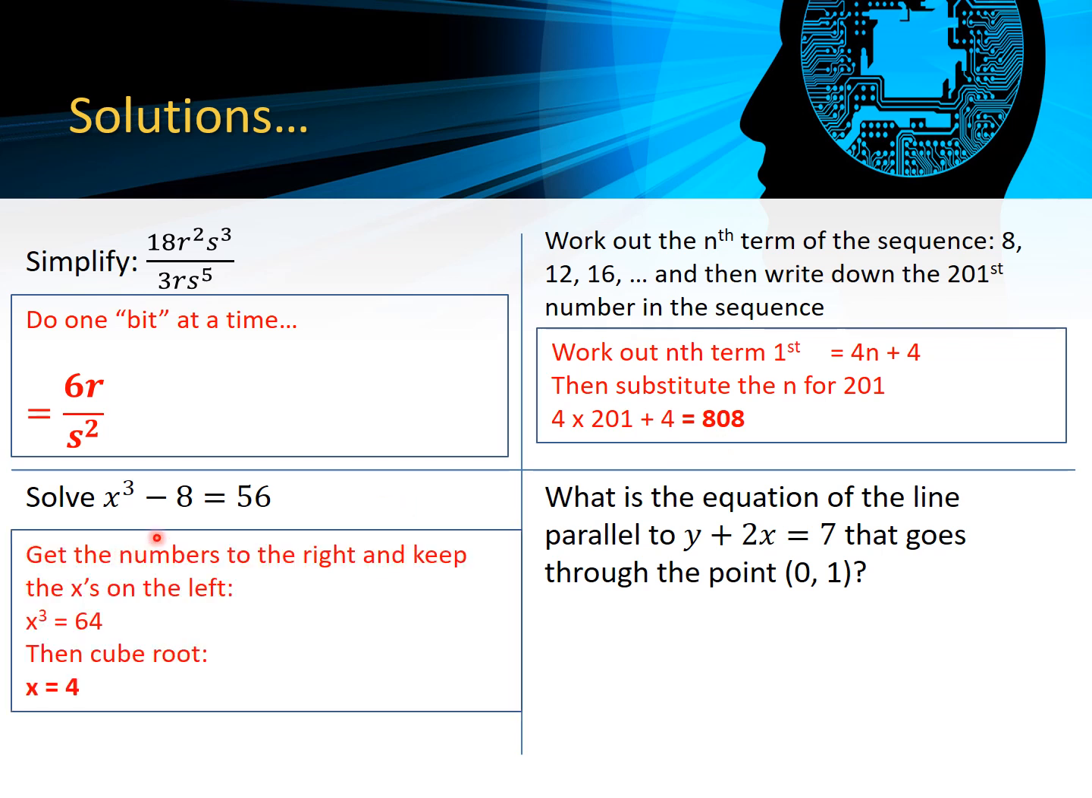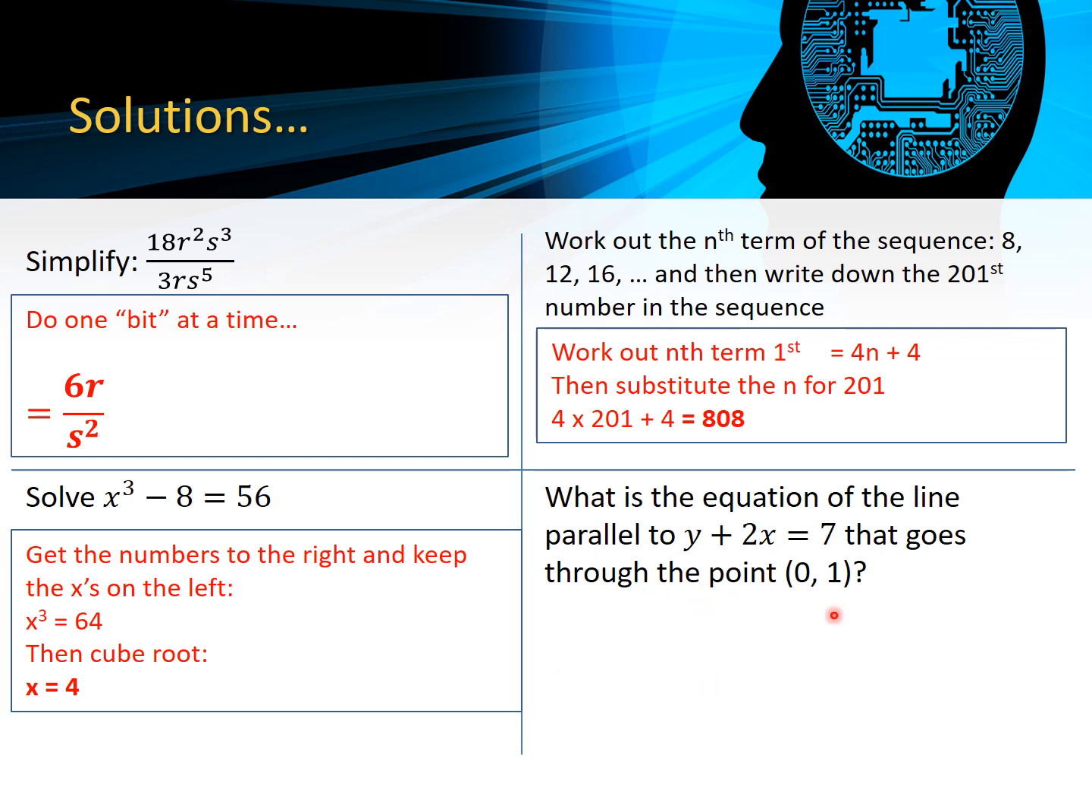Next one, we're solving an equation. So let's get the numbers to the right and the x's on the left as ever. We've got x cubed equals 64. Cube root it, x is 4. So again, this is just understanding that there isn't a positive and negative when we are cube rooting, like there was when we were square rooting. Hopefully you didn't fall into that trap.